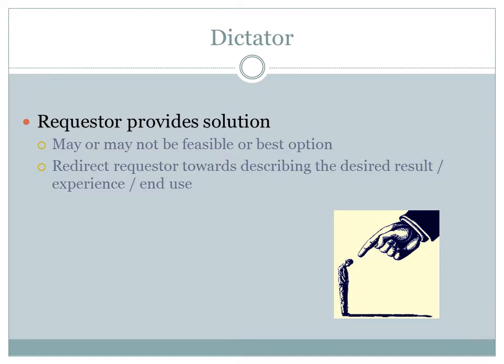Sometimes a requester already has a solution in mind and submits this as a requirement. Work with the requester to identify the desired outcome and any specific features that you can then reframe as requirements.